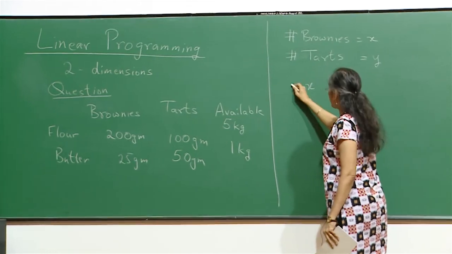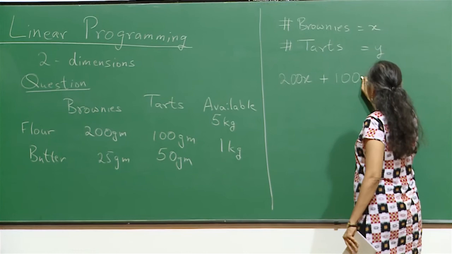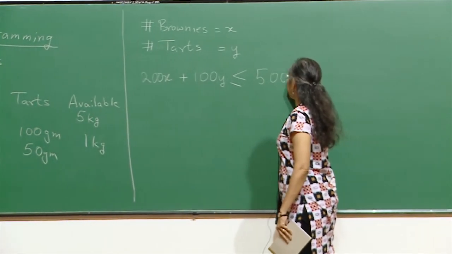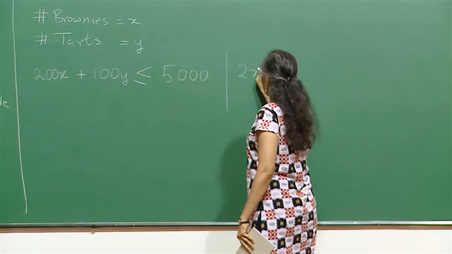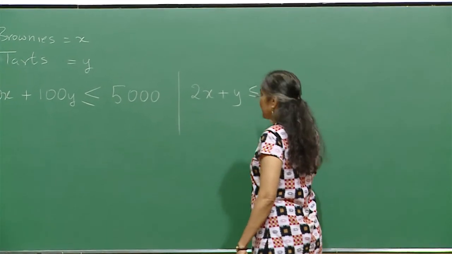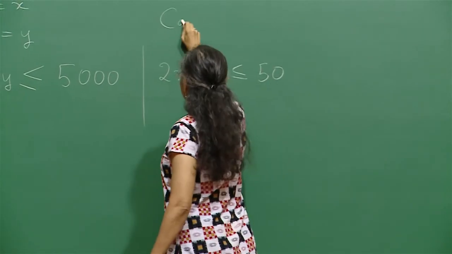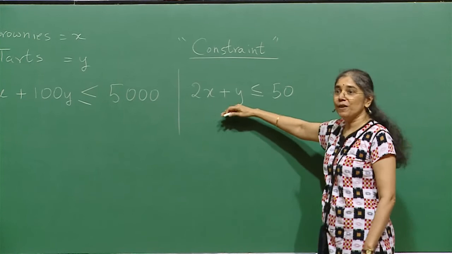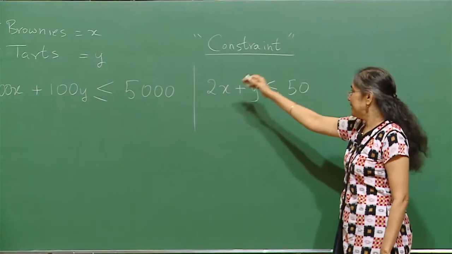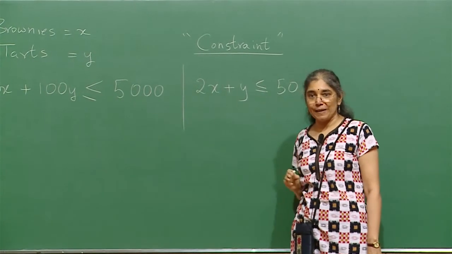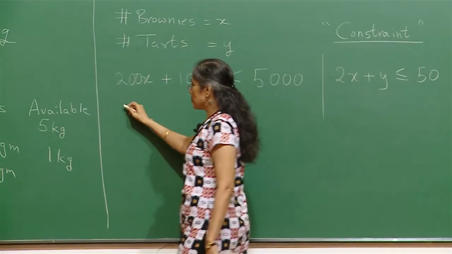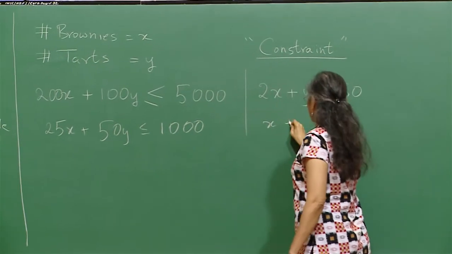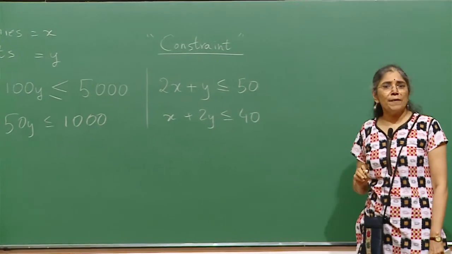Well, each brownie we know uses 200 grams and each tart uses 100 grams of flour. So, this total had better be less than or equal to the total amount that is available, which is in grams, it is 5,000. So, let us simplify this and write it as 2x plus y is less than or equal to 50. Okay. So, this is a constraint. Right? The baker, no matter what the baker chooses to do, cannot choose values of x and y which make this statement false, simply because there isn't enough of the raw material available. There is going to be a similar constraint for butter, right. So, we have 2 constraints.